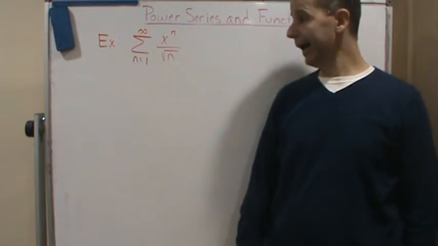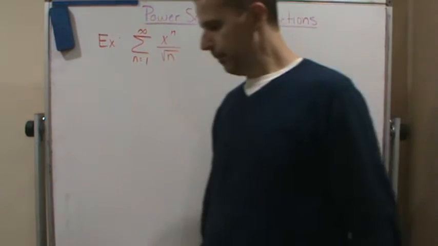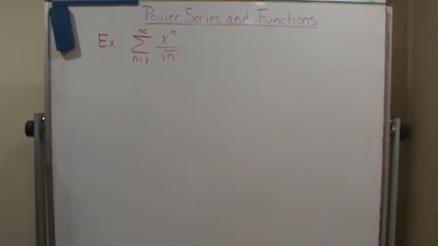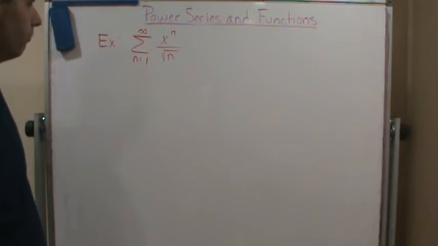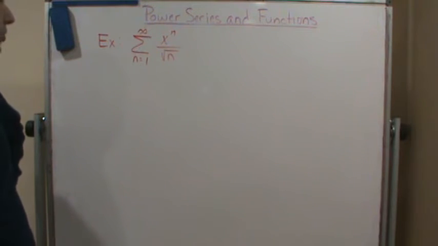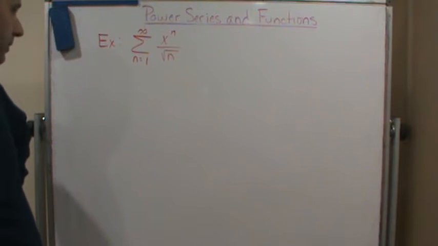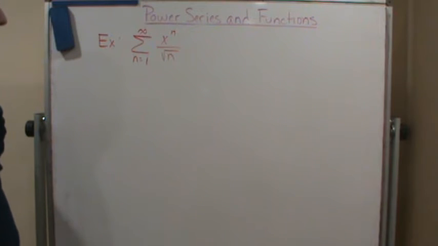Okay, so welcome back, and now we're going to do this example here. And so, again, what I'm going to do is I'm going to use the ratio test here. So we've got this power series, x to the n divided by the square root of n. And so what I'm going to do is take the ratio and see what we get.